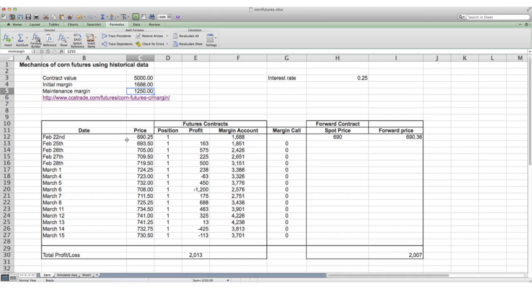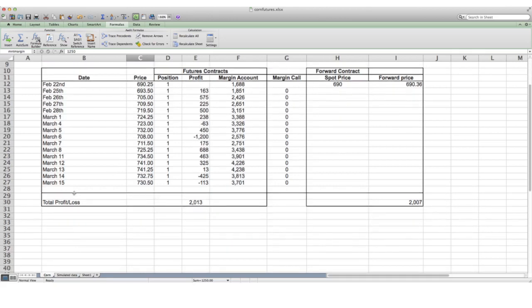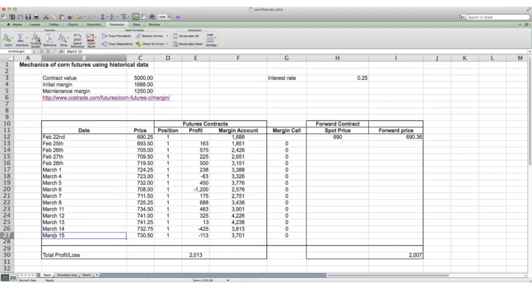So this investor has bought the futures contract with an expiration of March 15th. That's the date over here. And he purchases this contract on February 22nd. On that date, the price of the futures contract was $690.25, so 690.25 cents per bushel. On that day, he put in $16.88 into the margin account. On the next trading date, which turns out to be February 25th, the futures price goes up to 693.50. The investor is holding a long position, so he makes a profit of 163.